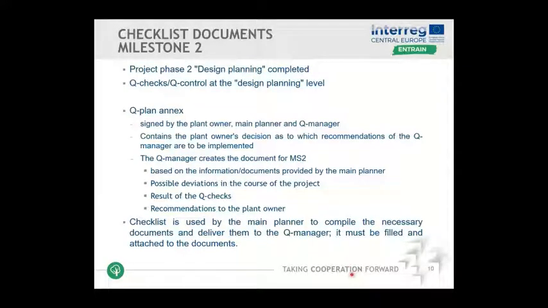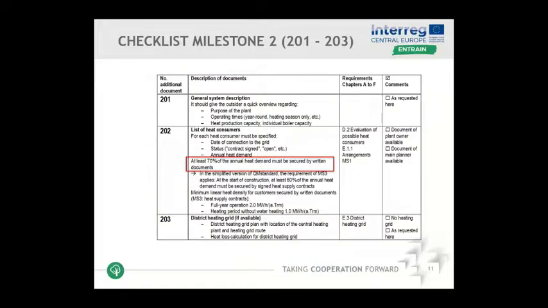Just as an example, here is what is in this checklist that was mentioned before in the Q guidelines, exemplary now for milestone 2. You see here what is done in the Qplan NX again. Most of the points here are mentioned already, I think. This checklist is used by the main planner also to compile the necessary documents and deliver them to the Q manager. That's the most important thing here, I think.